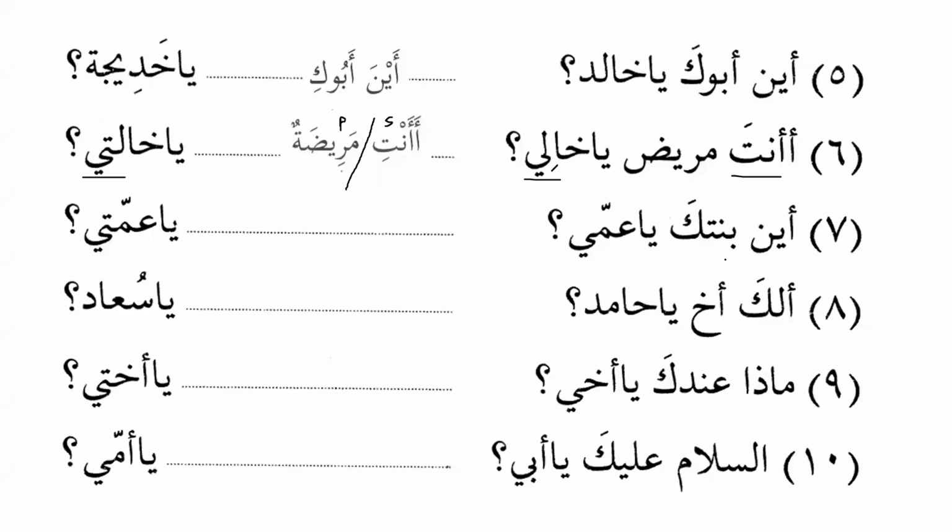Aina bintuka ya Ammi, where is your daughter, oh uncle? So this will be the paternal uncle. And when you're talking to your aunt, then what will you say? Aina bintuki ya Ammati, where is your daughter, oh aunt? So in English, I think we use aunt for both, but in Arabic and even in Urdu, we have different words. Alaka akhun ya Hamidu, do you have a brother, oh Hamid?